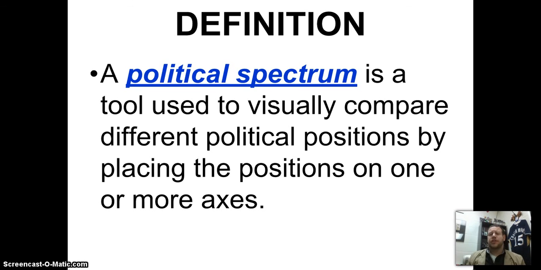Essentially, it's just a tool to visually show where you fit in terms of political position based off what you believe. It's kind of this axis we have to decide, hey, where do you fit in terms of the normal idea of politics here in the United States? That's one of the ways we look at that idea of spectrum.